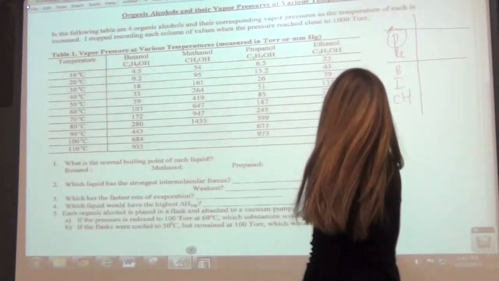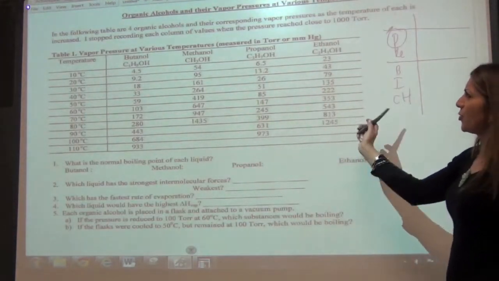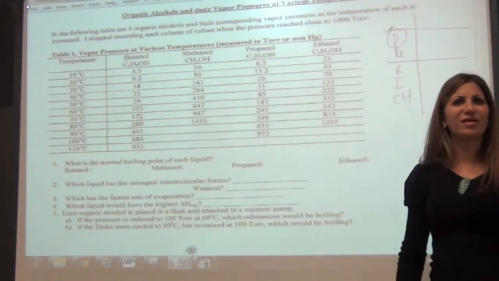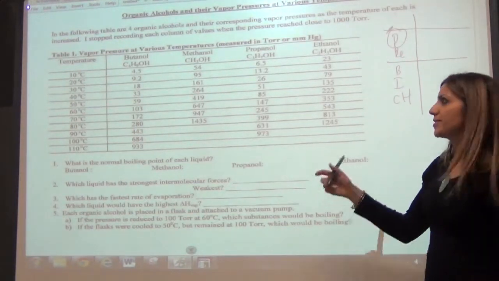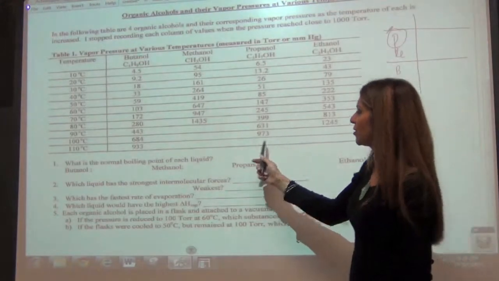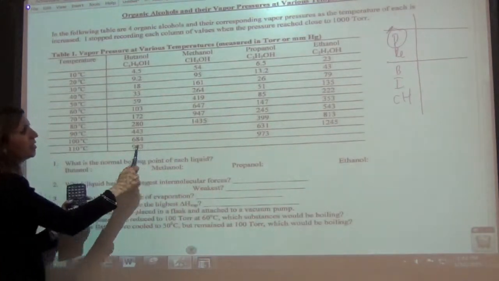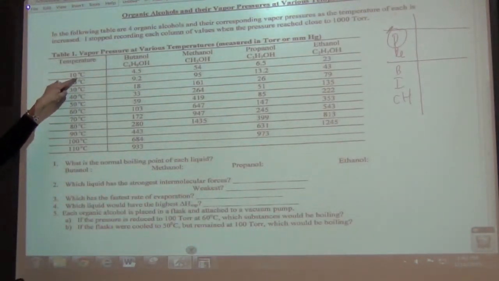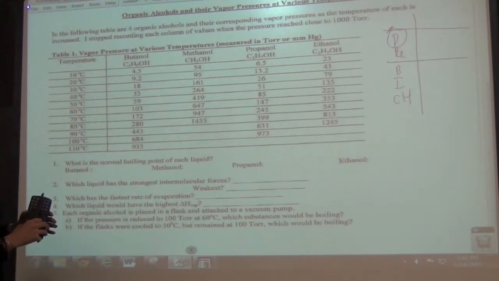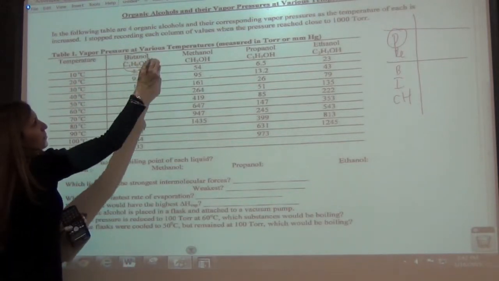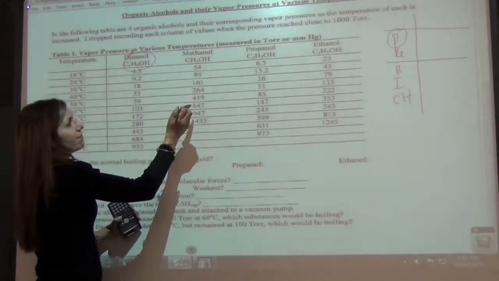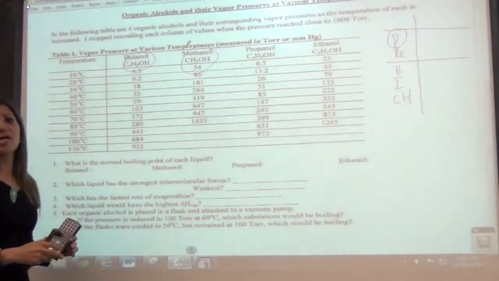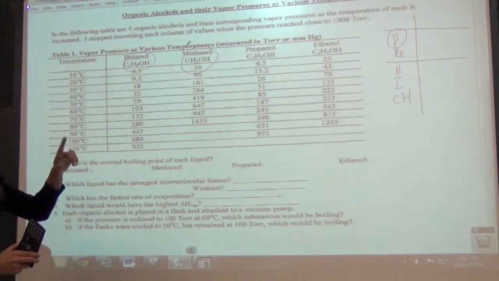So now, the question is, do I have to write all four out? No. You're going to choose the high and the low. It doesn't matter what temperature you look at. I just wouldn't look down here because I only have one. Let's look at 10 degrees. What's my lowest one at 10 degrees? Butanol is my lowest. And what's my highest? Methanol is my highest.